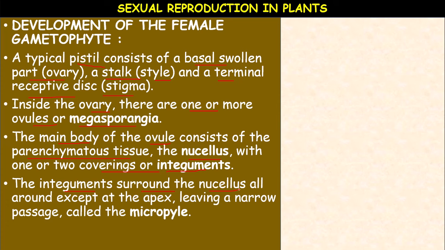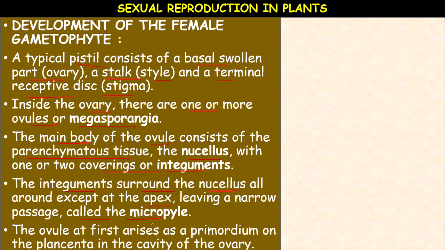Integuments surround the nucellus all around except the apex, leaving a narrow passage called the micropyle. Micropyle can also be called the opening of the ovule. Each ovule is attached to the placenta by a slender stalk called the funicle. The point of attachment of the body of the ovule with the funicle is known as the hilum. The ovule at first arises as a primordium on the placenta in the cavity of the ovary.